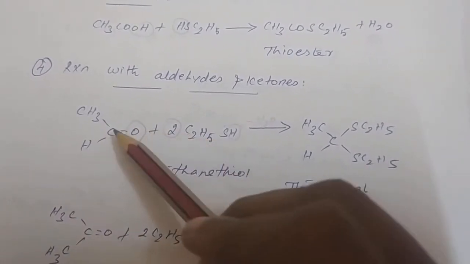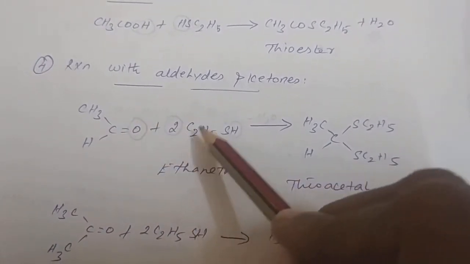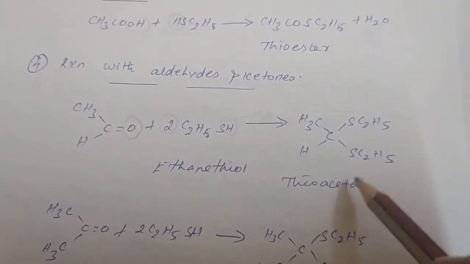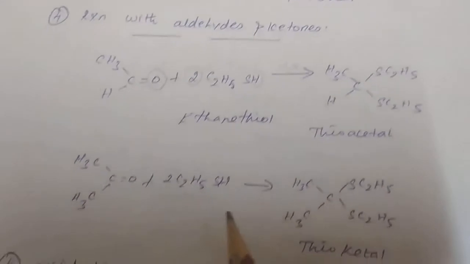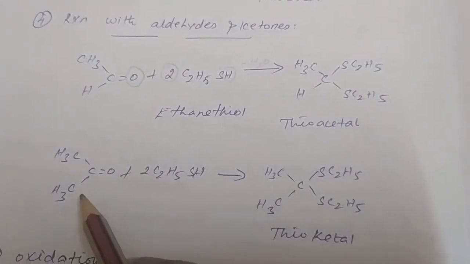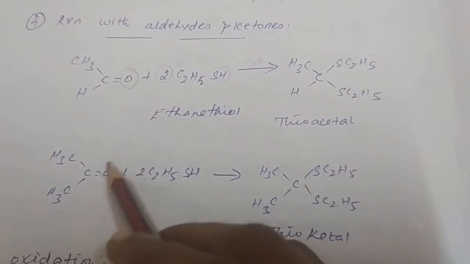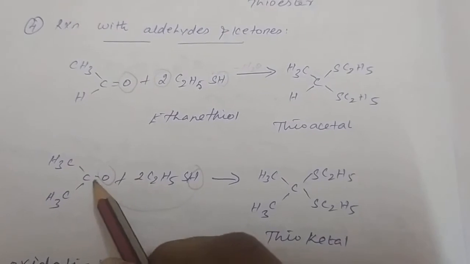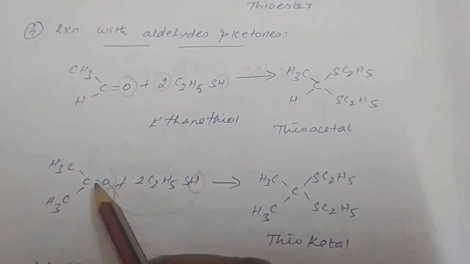CH3CH C2H5 S C2H5 S C2H5. Thioacetal is formed. So the thiol reacts with the ketone. Here also water is removed. Here 2 hydrogen atoms are there, so this combines with this oxygen atom. It is removed as water.